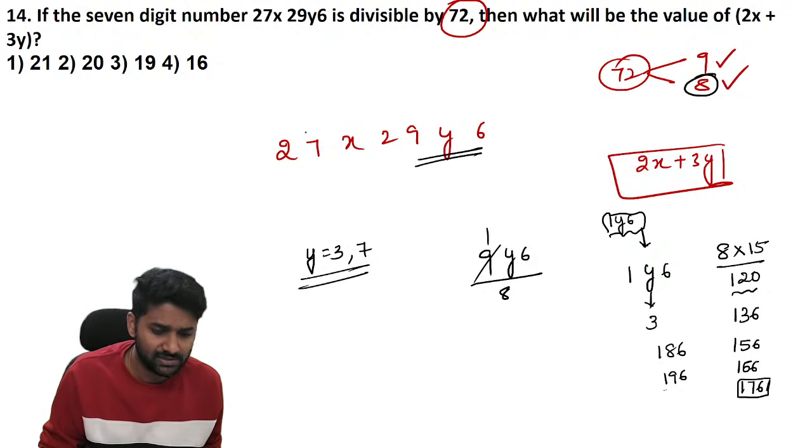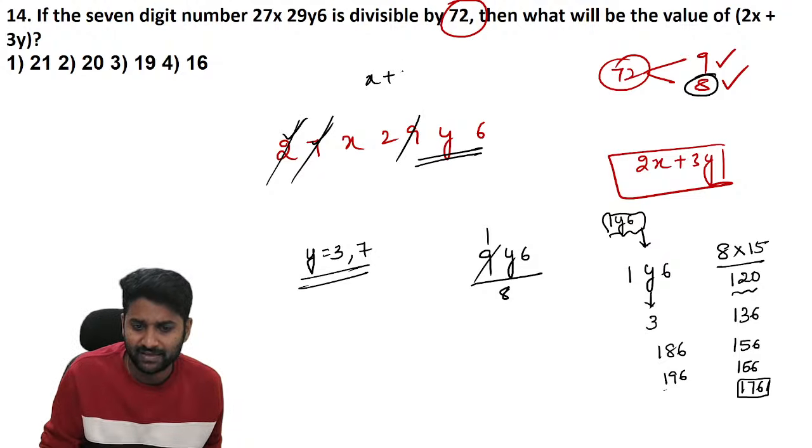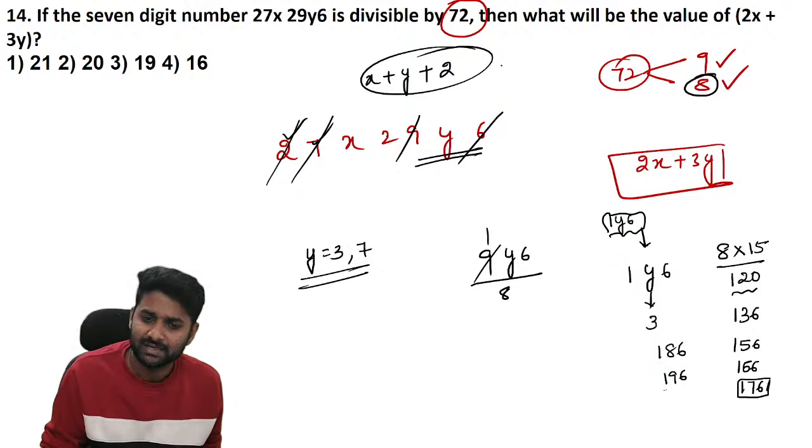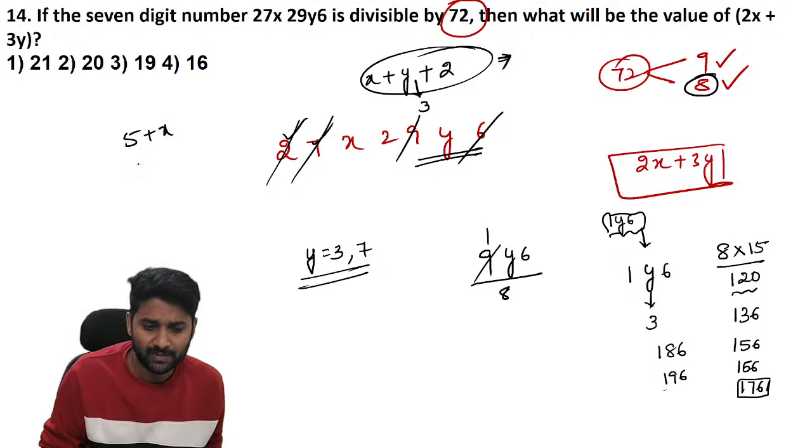Now divisible by 9 rule, sum of its digits. 2 plus 7 is 9, cancel. 9 cancel. Finally, we are left with x plus y plus 6 plus 2. You know the value of x plus y plus 8. Then the entire number is divisible by 9. So y you can replace with 3. So here 5 plus x. Y you can replace with 7, 7 plus x. So here x should be replaced with a 4. And in this case, x should be replaced with 2.